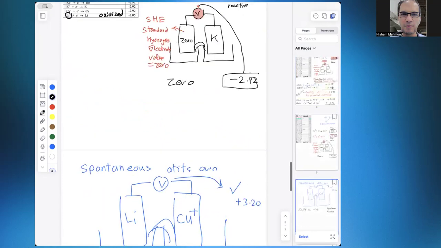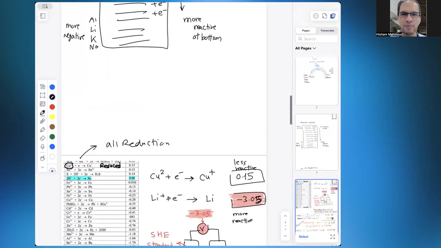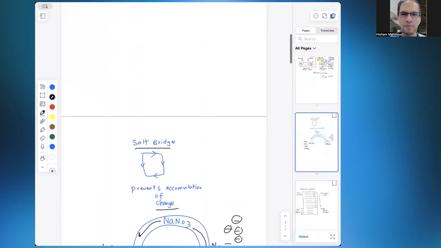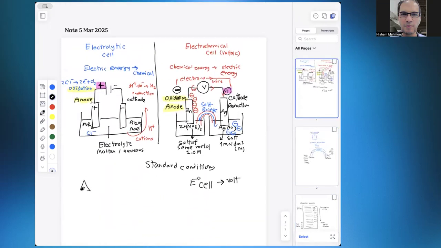It didn't happen. What about the electrolytic cell? Mister, the electrolytic cell, the delta G is always what? Is always positive. Why, Mister? Because this reaction is not going to happen unless I put the battery. So unless I put the battery and make it work, it's not going to happen by itself.